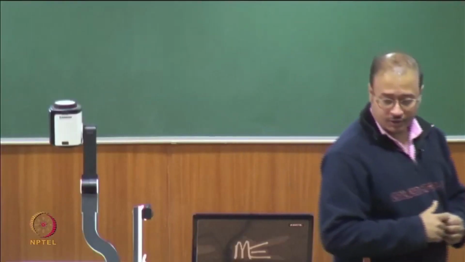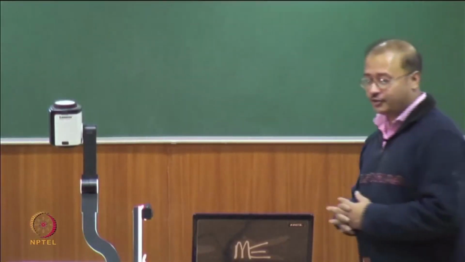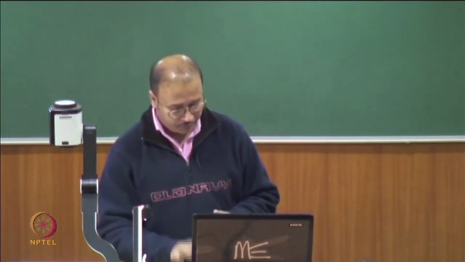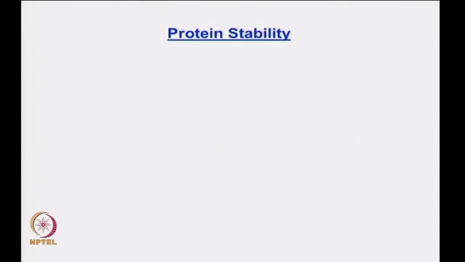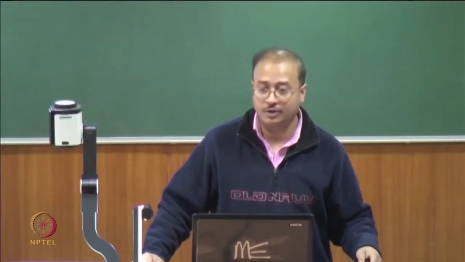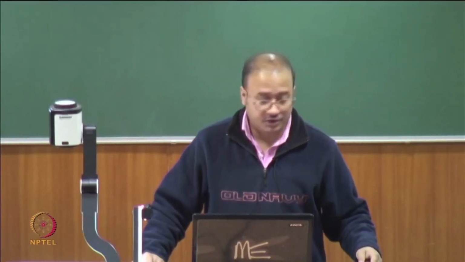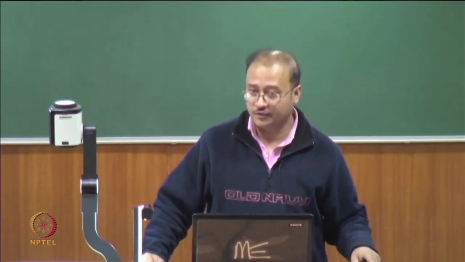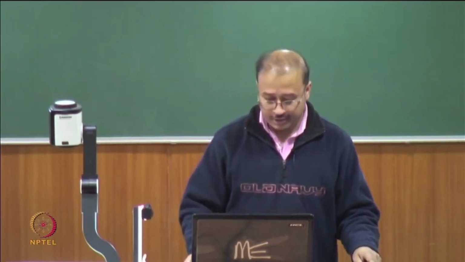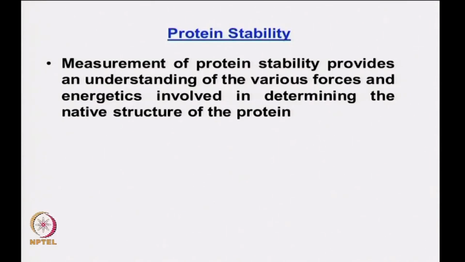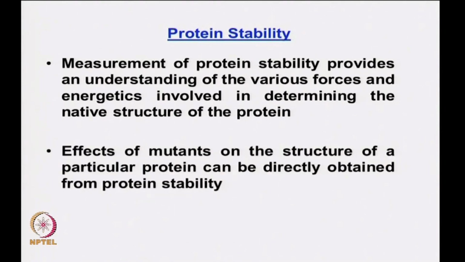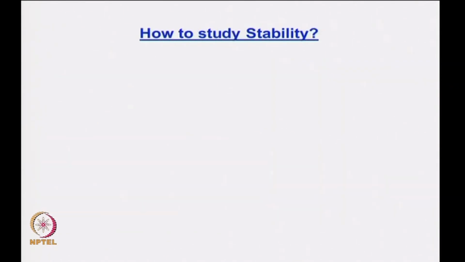So, we will continue with our discussion on the thermodynamics of protein unfolding, and as we were talking yesterday, protein stability is one of the key issues that people working with proteins, especially researchers in the field of biophysical chemistry, worry about. Measurement of protein stability gives an idea of the various forces involved, and if you do mutations, that can bring about changes in protein stabilities, and how would you look at those.